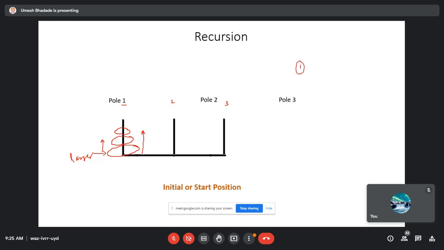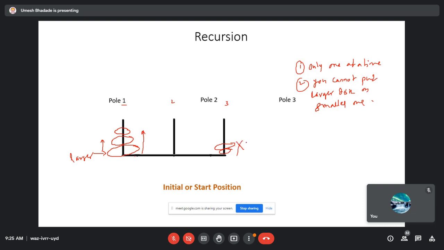What is the first rule? Only one at a time, and you cannot put a larger disk on a smaller one, right? That means it should not happen like this: the smaller is there and the larger is above that. This cannot be done. Okay.